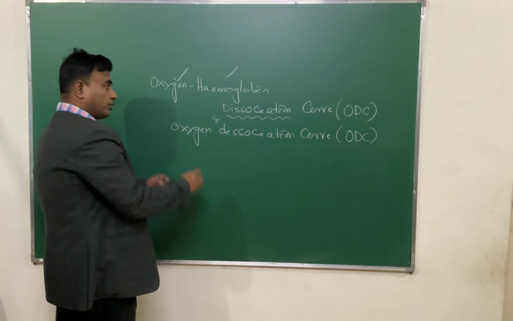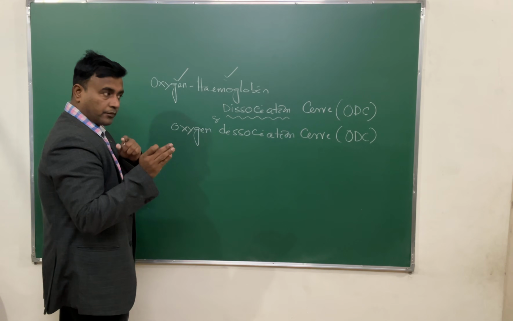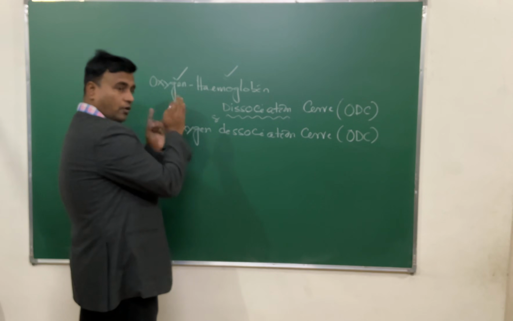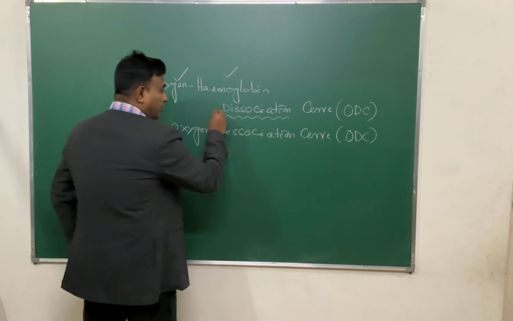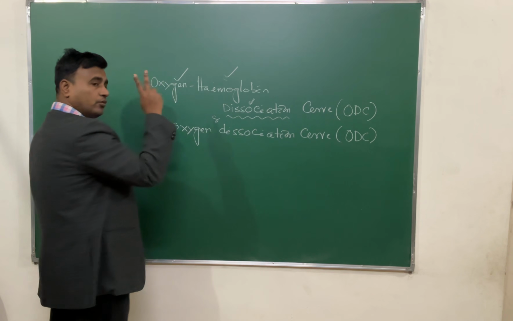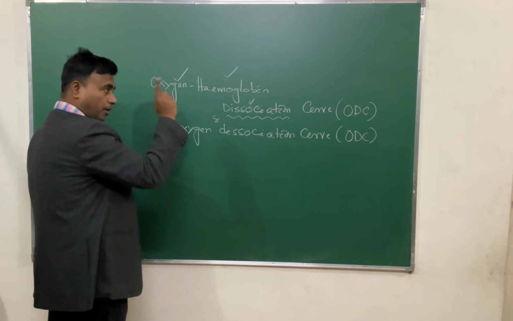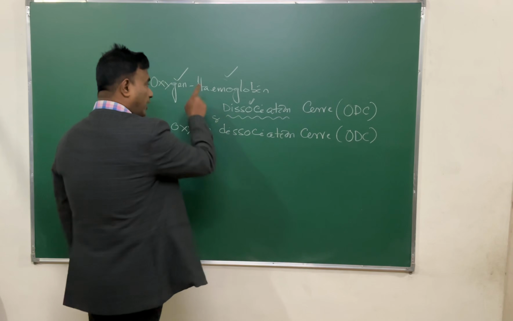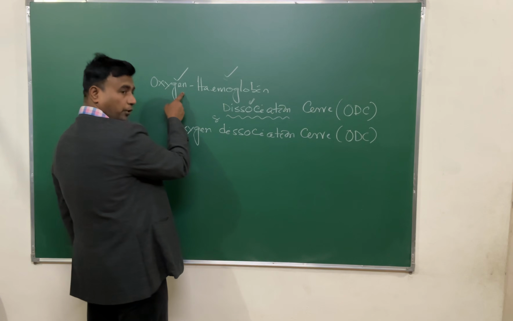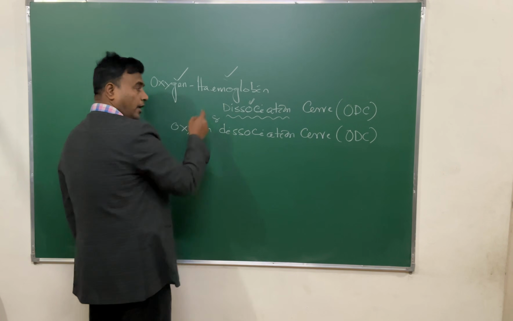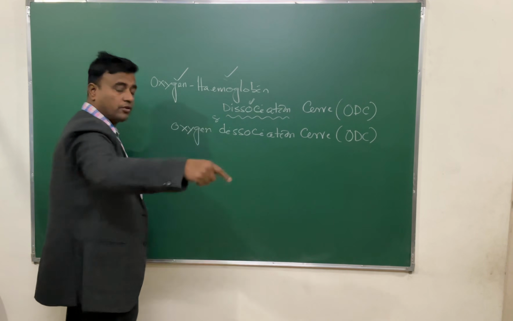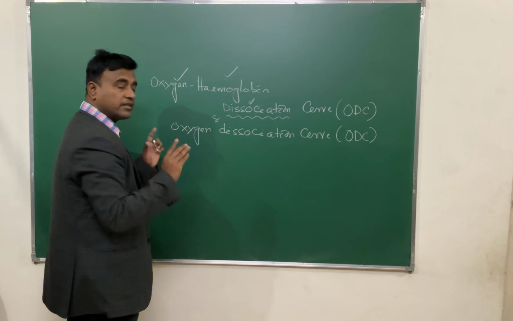That means the theory is something different, the practical is something different. The physiological basis of this curve is something different. The term dissociation indicates that oxygen and hemoglobin will show definite association, but at a certain point of time they will dissociate from each other, so that the oxygen will become free, hemoglobin will become free, hemoglobin will remain in the blood circulation, and oxygen will diffuse into the cells. So that is the physiological basis of this curve.